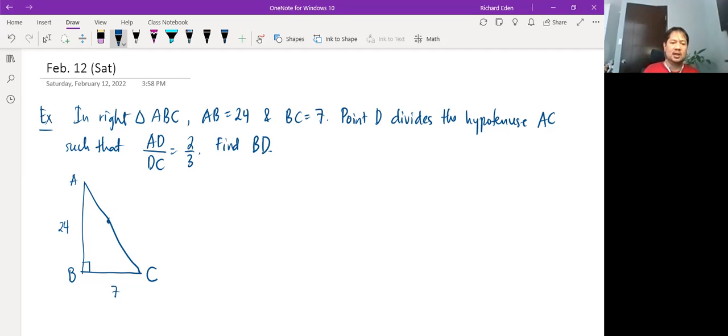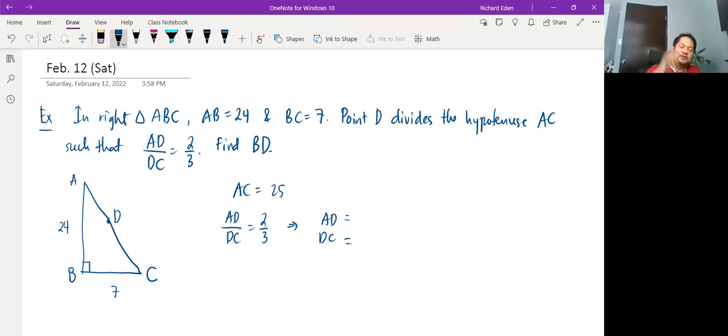So AC is 25, and because AD is to DC as 2 is to 3, can we determine AD and DC? Can you tell me what they are? AD and DC, the parts of the hypotenuse. I thought that if D was the midpoint of AC, I could just use the circle. Now I can't.